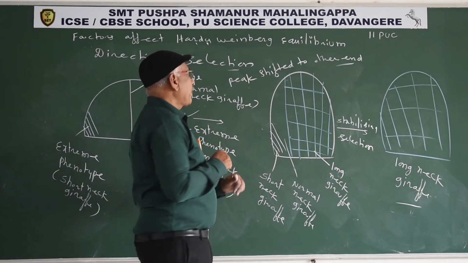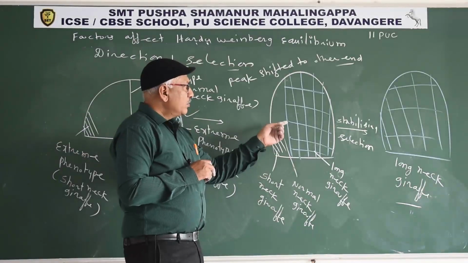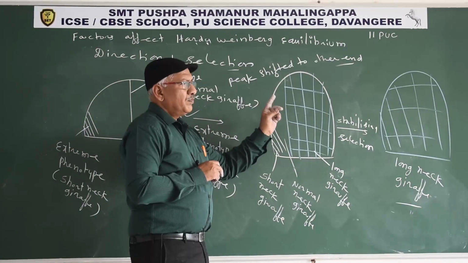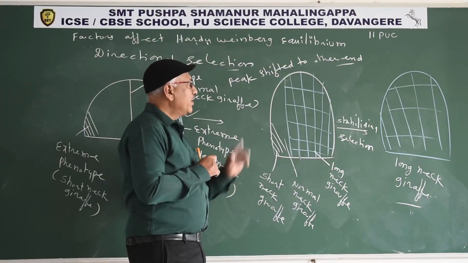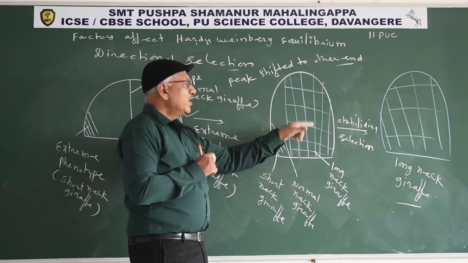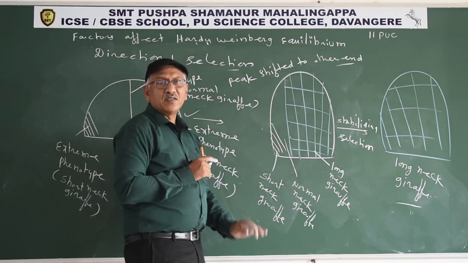Once the average phenotype performs a particular function effectively in that population, instead of directional selection, stabilizing selection is operating. As a result, a new species is evolved.